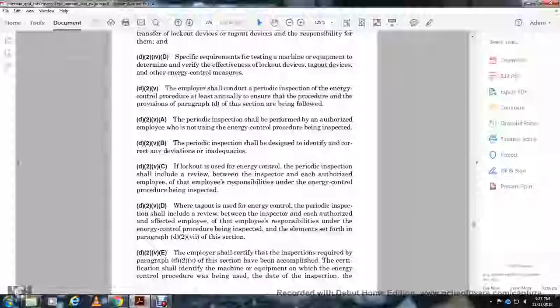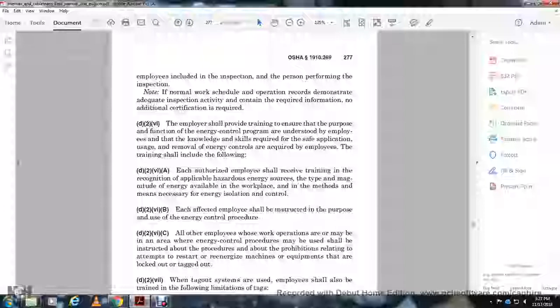The employer shall certify that the inspection required by paragraph D2.5 of this section has been performed. The certification shall identify the machine or equipment on which the energy control procedure was being used, the date of the inspection, the employees included in the inspection, and the person performing the inspection. Note that if the normal work schedule or operation records demonstrate adequate inspection activity with the required information, no additional certification is required.